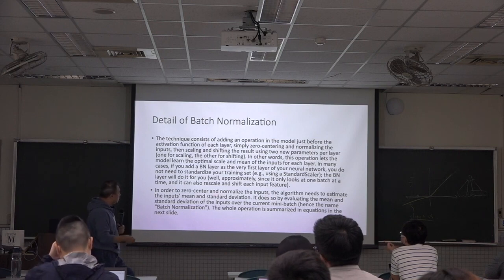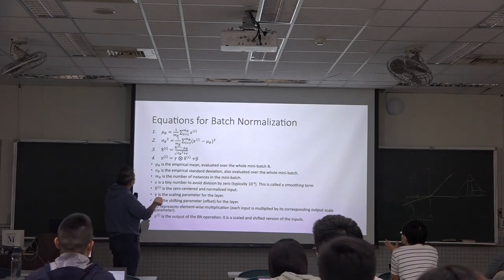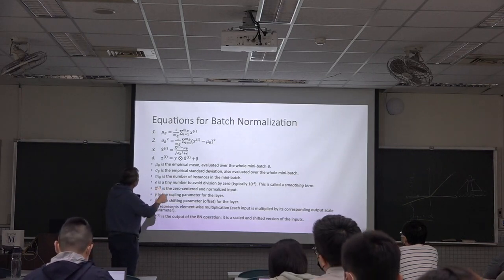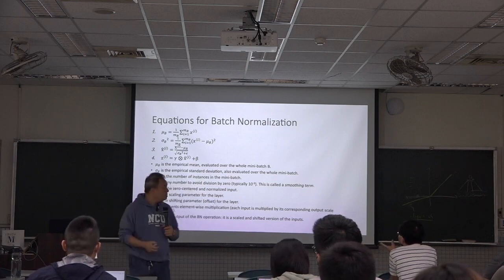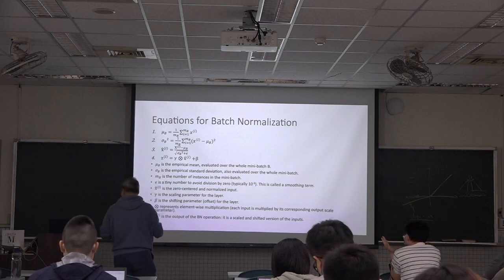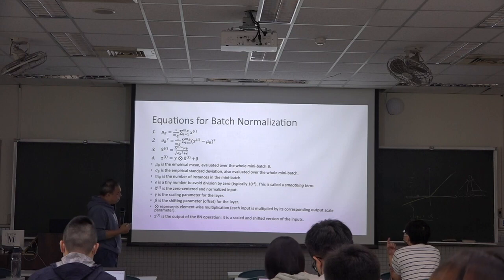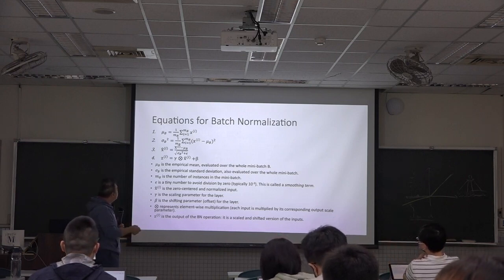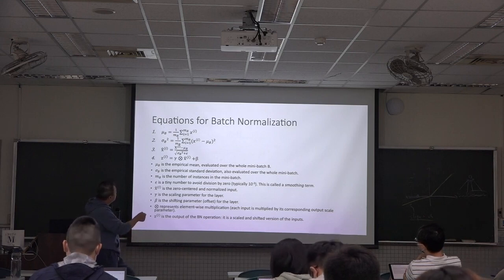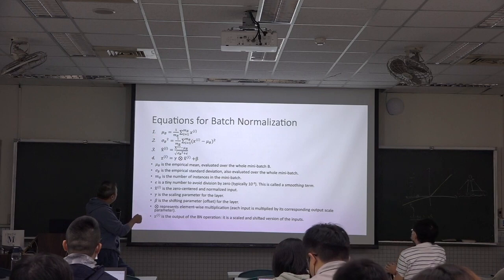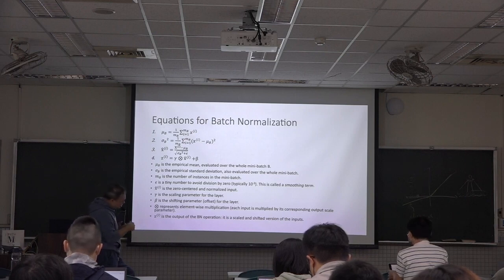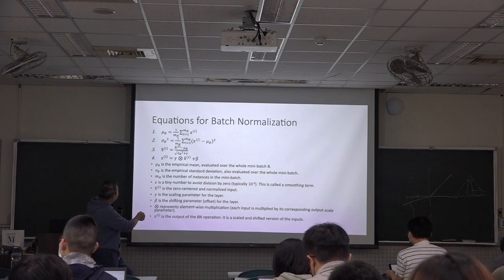So how does it work? Let's look at this. This basically runs for all the instances in a batch, most likely a mini batch. For one mini batch, this X stands for a particular feature. We add up this feature for this batch and take the average. So we get the average of this feature in this batch, and we compute the variance and the standard deviation for this feature in this batch.